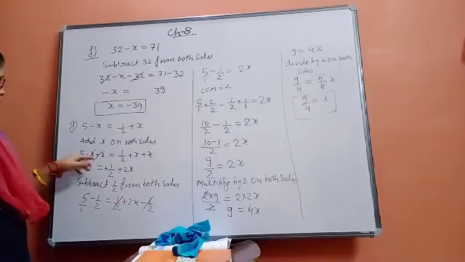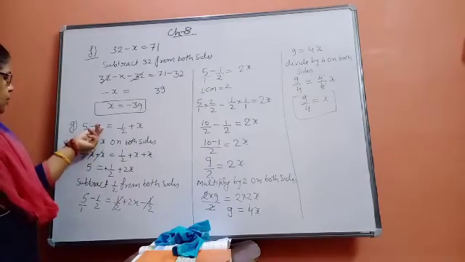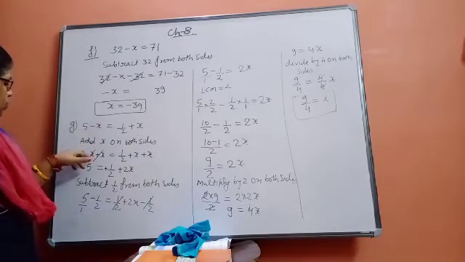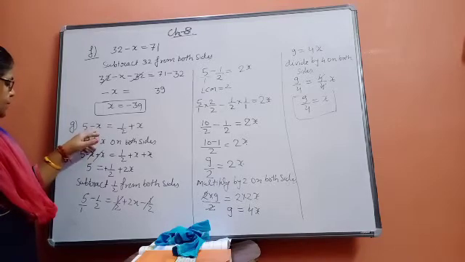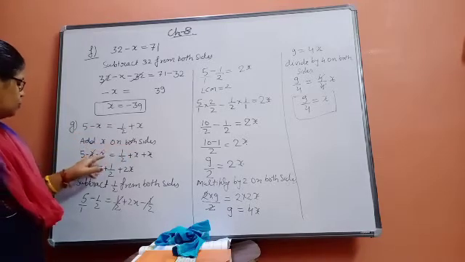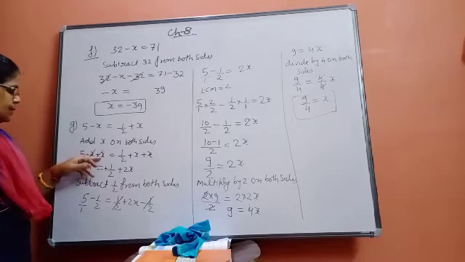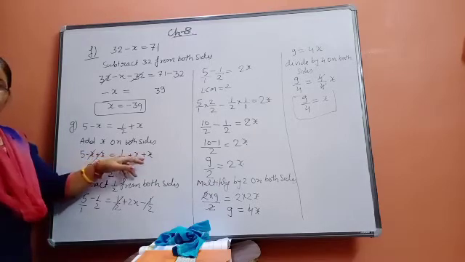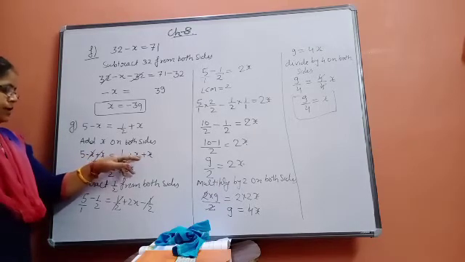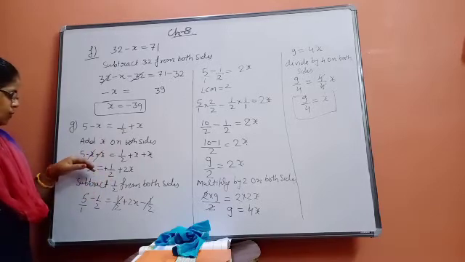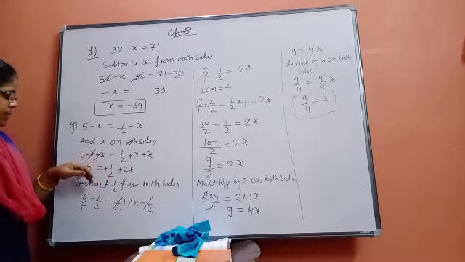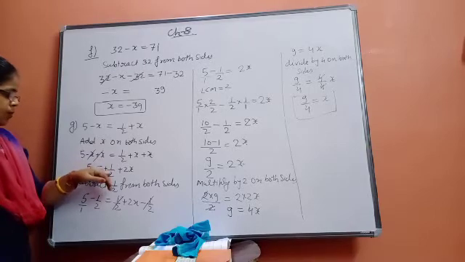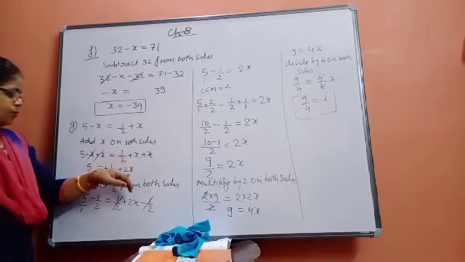So beta, we don't want this x here. From one side we are removing. So we have to add, minus x is there, so you add x on both sides. So it will become, beta, minus x plus x, and here also plus x on both sides. So here minus x and plus x will become cancelled. So 5 is equal to 1 upon 2 plus x, and x will become 2x.